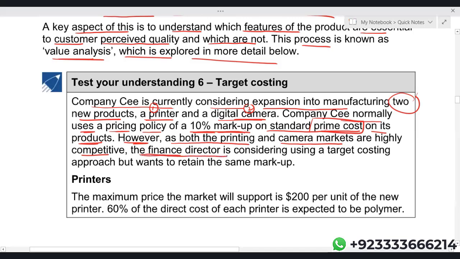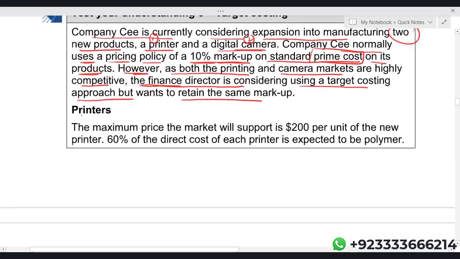The finance director is considering using a target costing approach, but wants to retain the same markup. Markup will be 10%, but the approach will be target costing. Printers, one product. The maximum price the market will support is $200. The maximum price which the market can support is $200 per unit of the new printer.